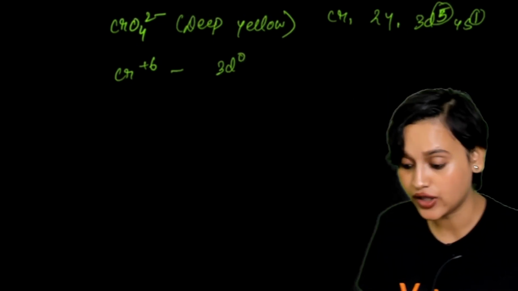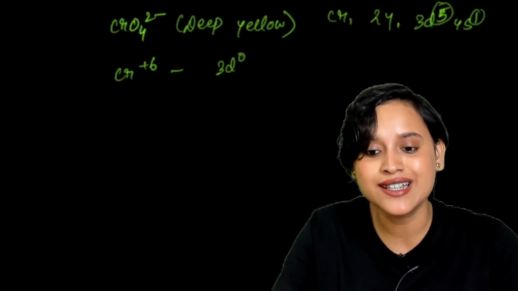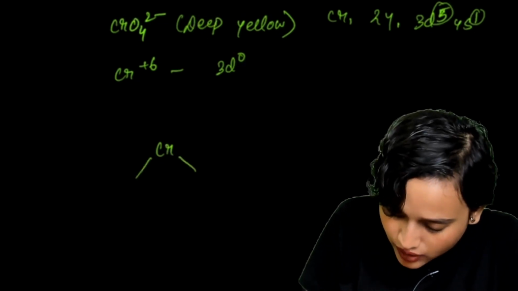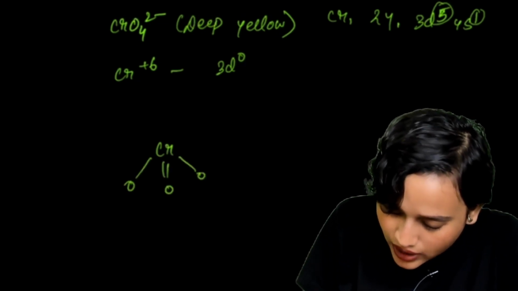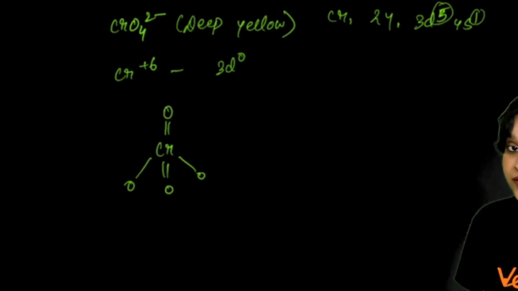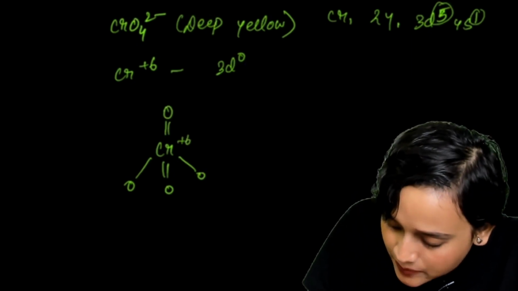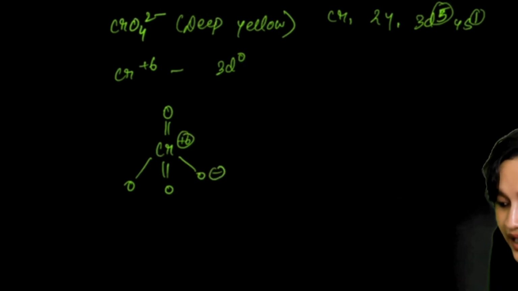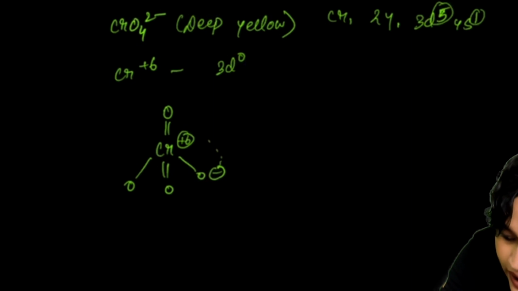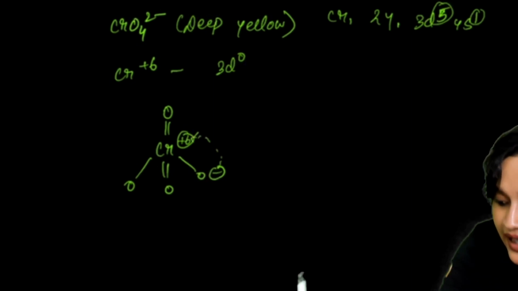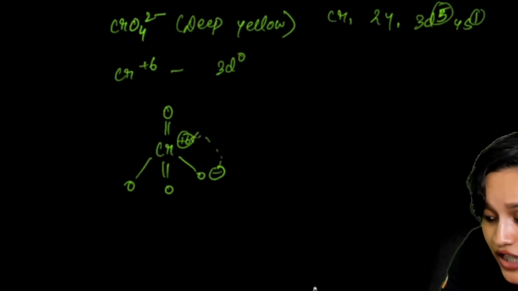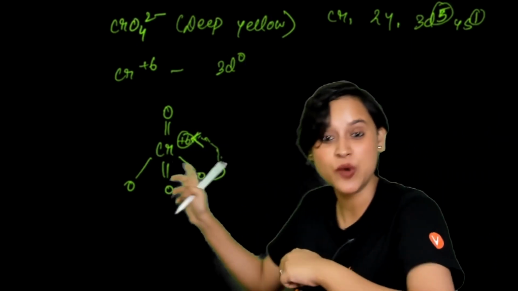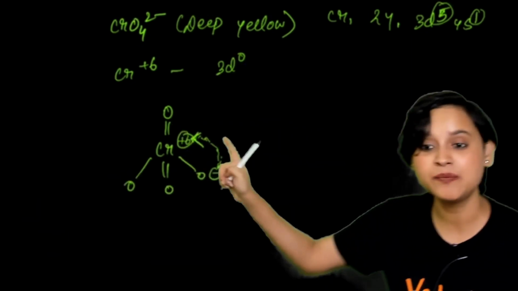Now, let's draw the structure and try to understand. The structure is Cr here, then you have O here, one O here and one O here. Now, the Cr is in +6 state, but this O has a negative charge. This O will transfer this negative charge to the +6. Cr has a +6 positive charge.